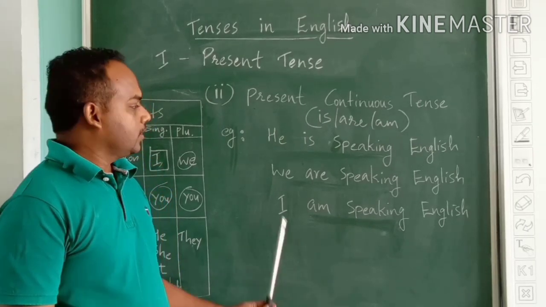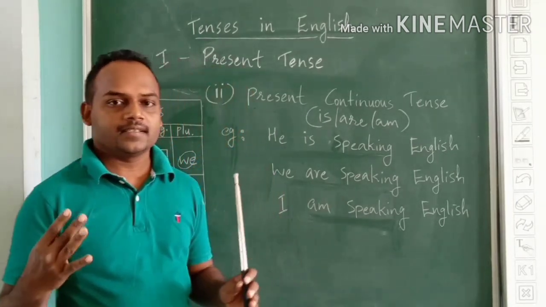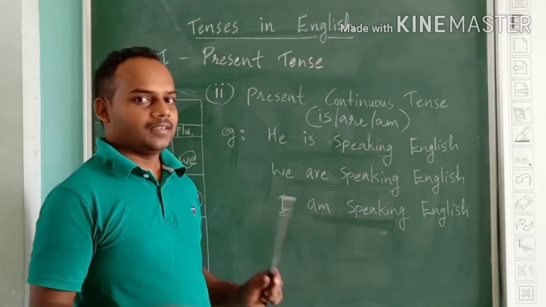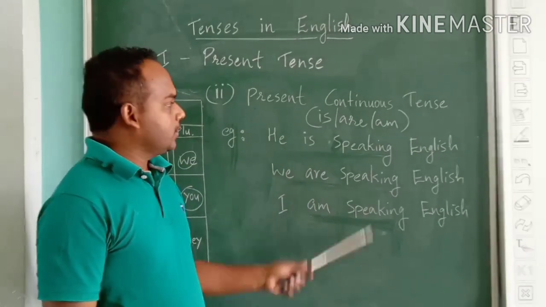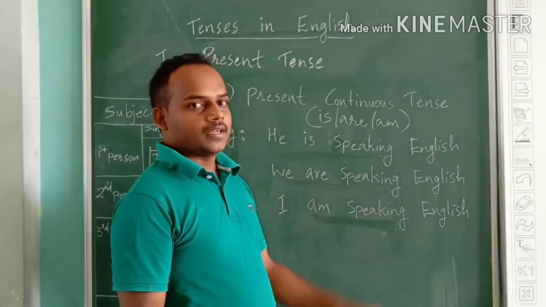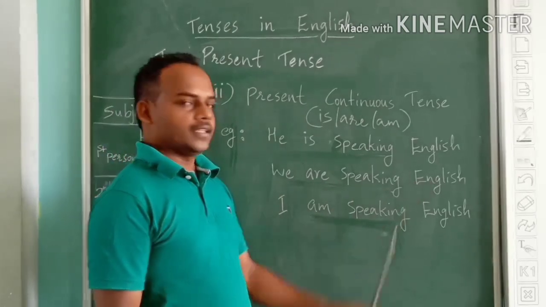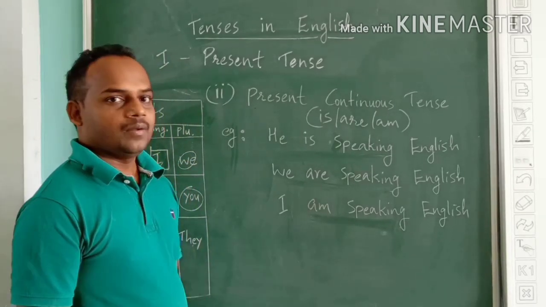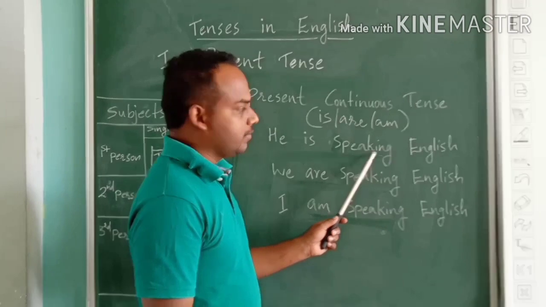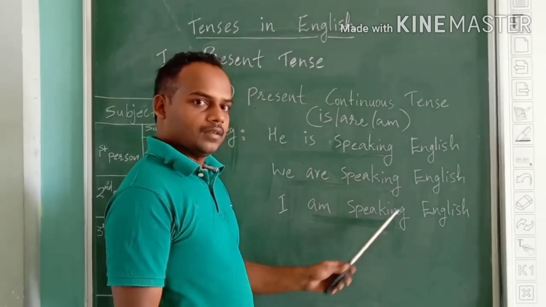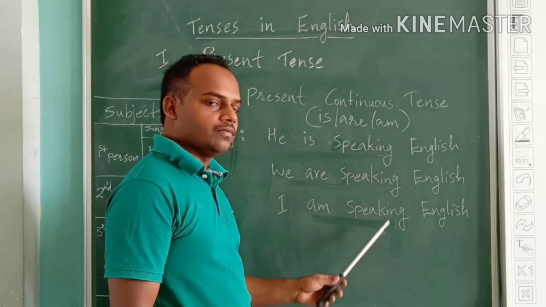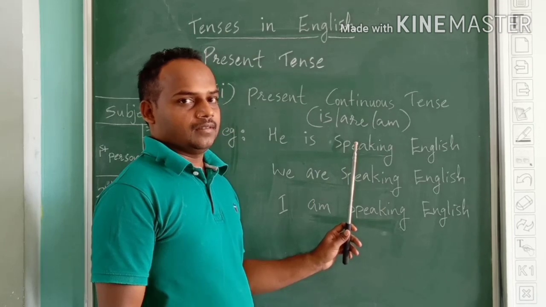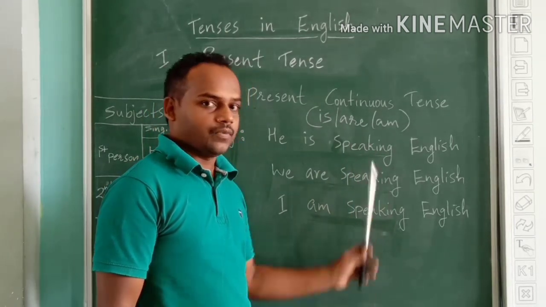Ready? How can we identify a sentence in present continuous tense? You can use this method. Listen. Simply read all these sentences. He is speaking English. We are speaking English. I am speaking English. And here we have used the ing form of the verb speaking. In all these three sentences, we have used the ing form of the verb. This shows the continuous action. This shows the action is in the continuous form.